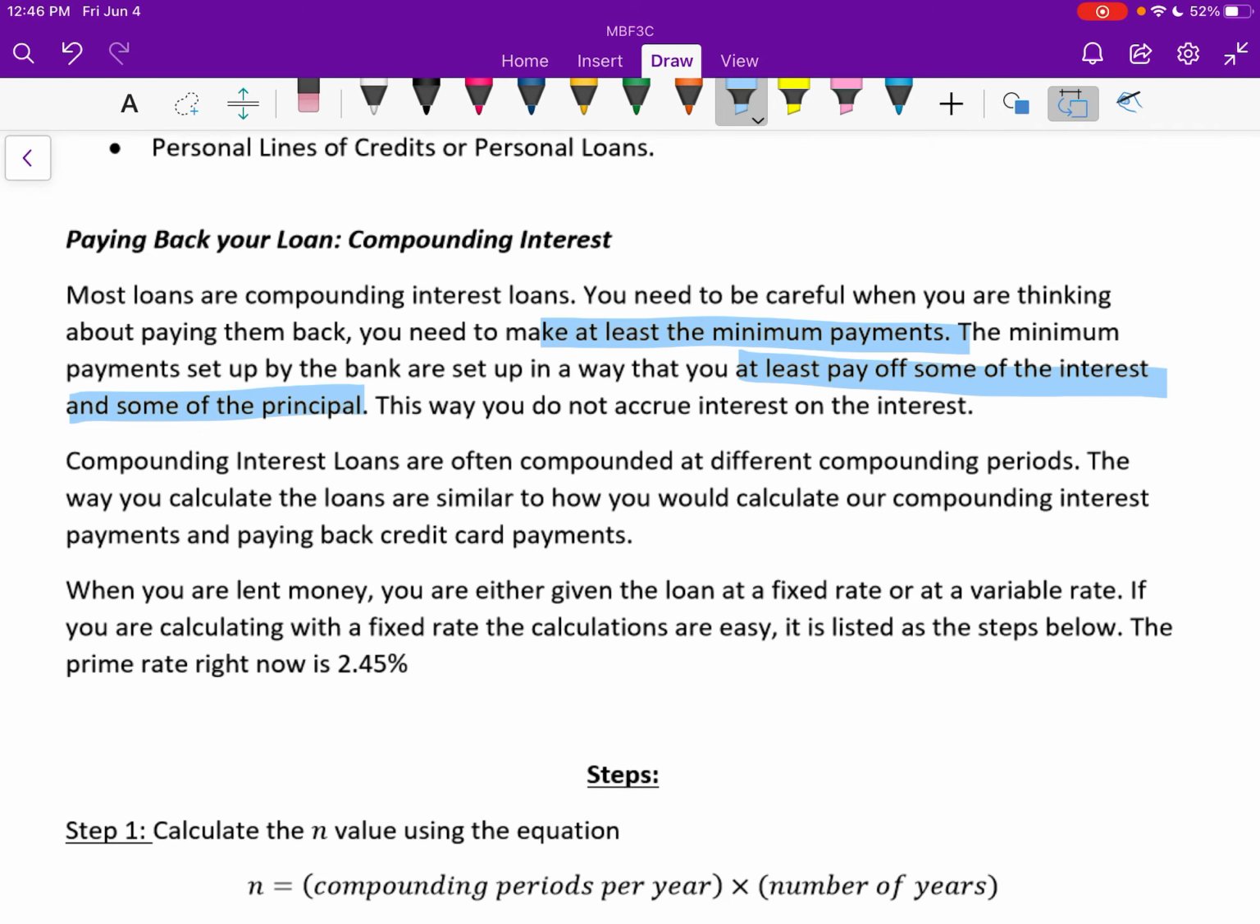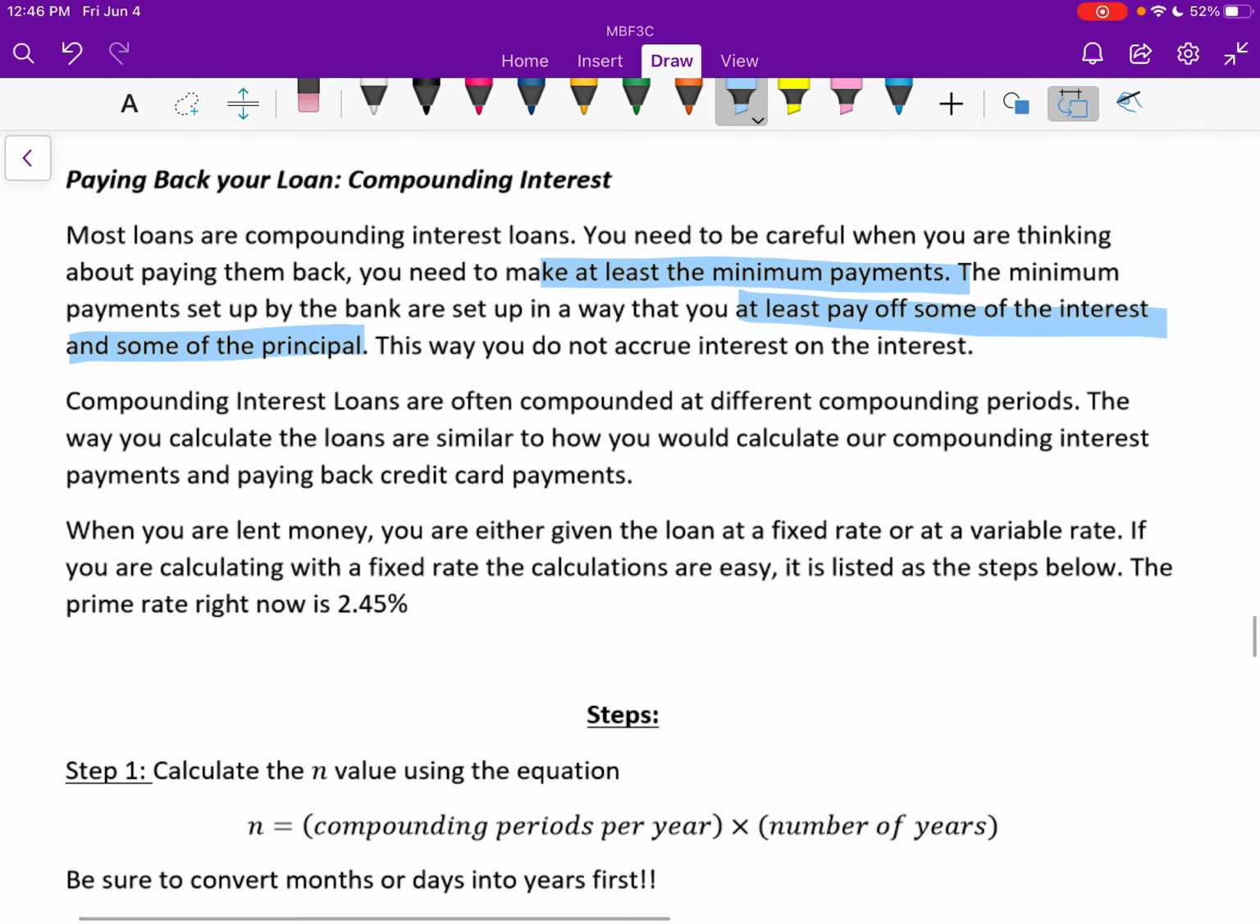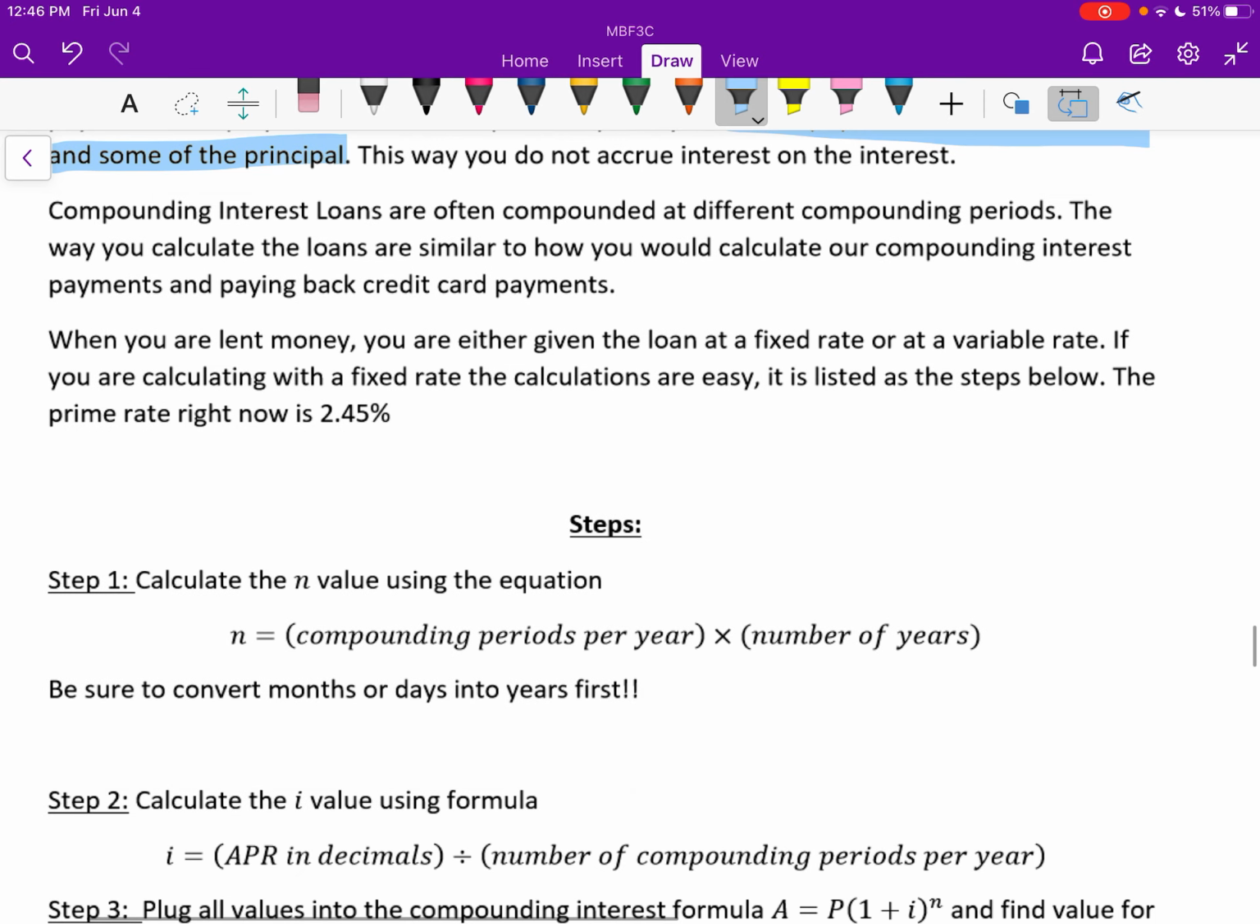Some people end up paying so much more than they originally borrowed because they got charged interest on the interest. Compounding interest loans are often compounded at a different compounding period. And the way you calculate loans is very similar to the way we calculate compounding interest when paying back credit card payments. It's basically the same thing. When you're lent money, you're either given a loan at a fixed rate or a variable rate, and we'll talk about that. If you're calculating with a fixed rate, the calculations are pretty easy. They're listed below. So we're going to focus on calculating with fixed rates in this class.